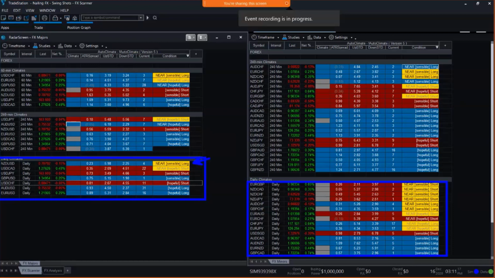Now, you notice this one at the top here that I'm pointing to. That's the New Zealand versus the US dollar. And that says in that yellow box, you might not be able to read it, but it says near sensible long. We do have other ones that may say, for example, near hopeful, short or long. As traders, do we want to be hopeful or do we want to be sensible? If we're going to be looking to place trades, do we want to be hopeful when we do things, or do we want to be sensible when we're looking at our decision making, when we're looking at our process?